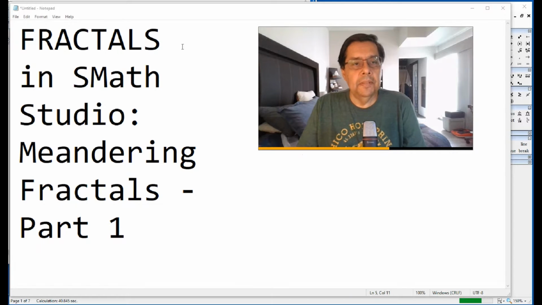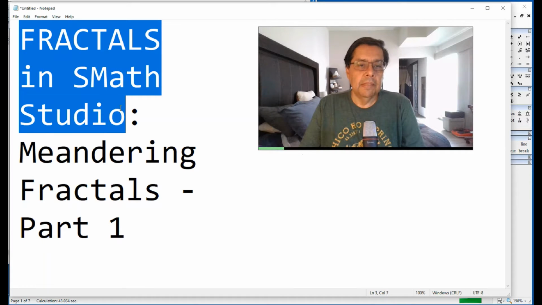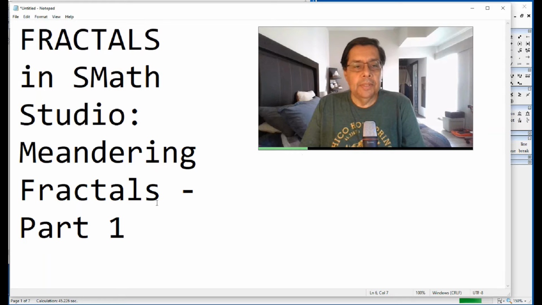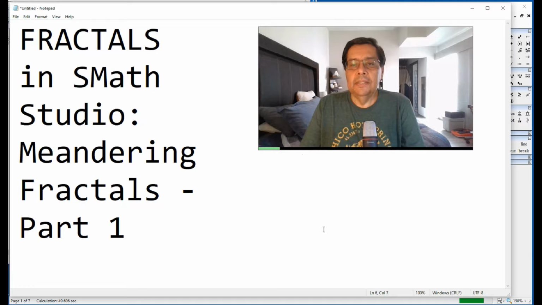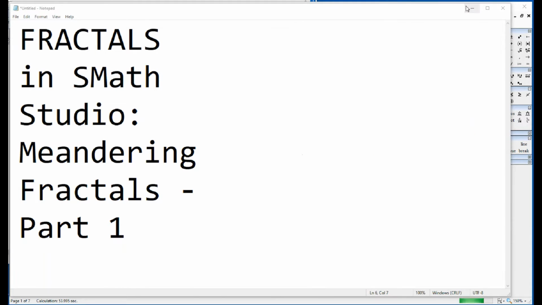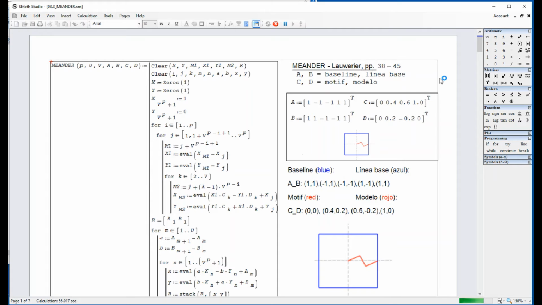In the present video, we're going to present fractal curves developed in SMath Studio that present a meandering pattern. These meandering fractals will be generated using what is called a baseline and a motif. Let's get started by looking at the idea of the baseline and the motif.